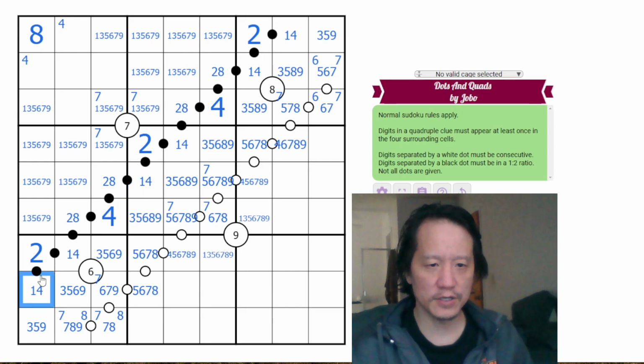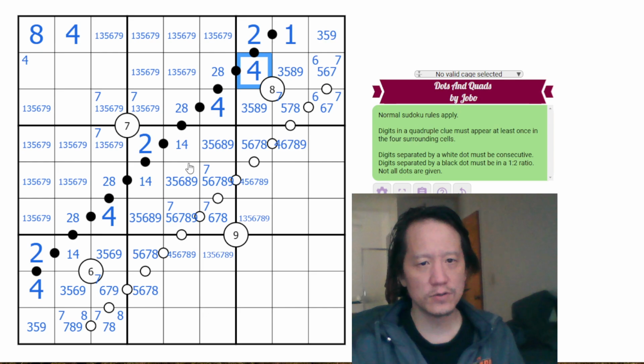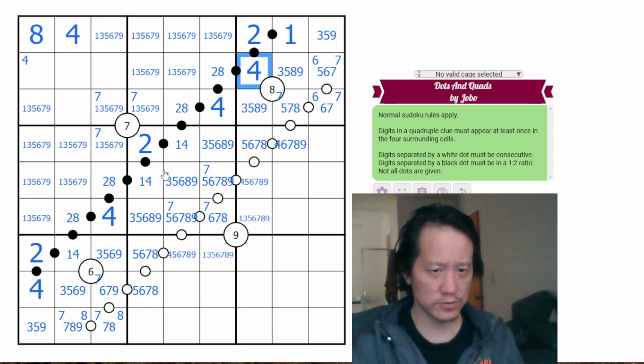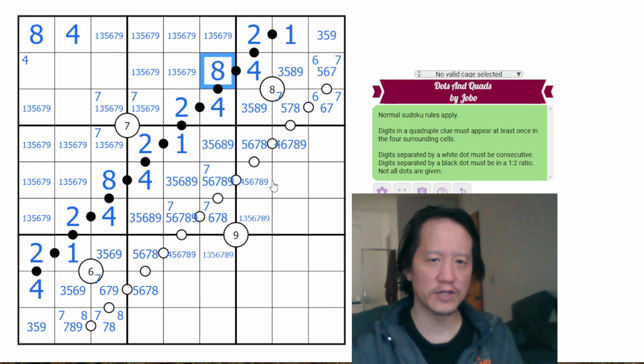If the 4 is here, that means this is... Okay, so say if this is 4, that must be 4, which means this is 1, this is 4. That seems kosher. So this is 1, this is 2, this is 8, so this has to be 4, this is 1, this is 2, this is 8. So that's if this is 4.